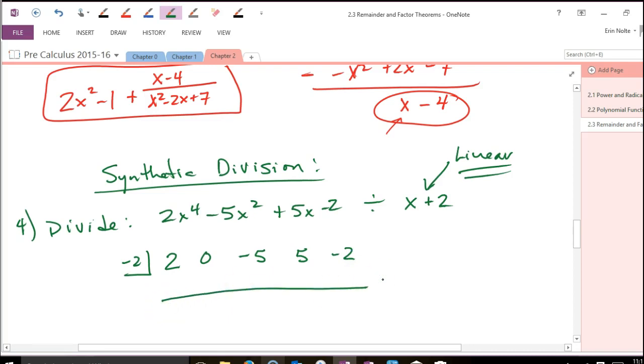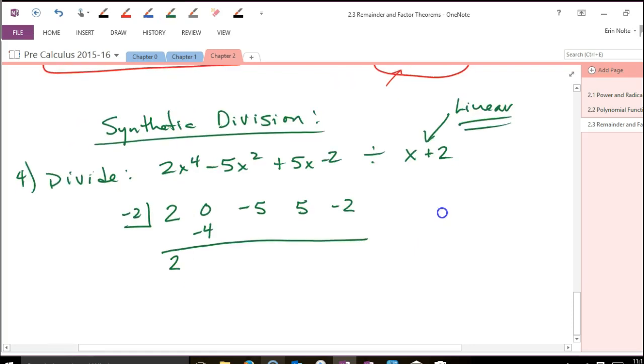Then I leave a space. I start by simply pulling the first number down. So I pull the 2, and then what do I do? Good, you multiply by the box. So it's 2 times -2, -4. And then I go straight down. You guys remember what I do with synthetic? You add. Don't forget, long division you subtract, synthetic you add. So it's 0 plus -4.